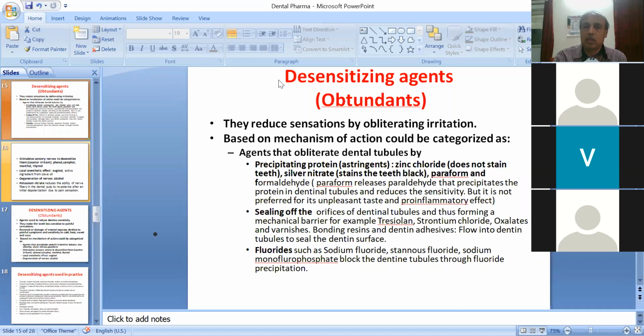They are also used. Fluoride is also performing the function of a desensitizing agent. Sodium fluoride, stannous fluoride, sodium monofluorophosphate, they block the dentine tubules through fluoride precipitation. They get precipitated, block the tubules, and therefore they are acting as desensitizing agents. So the first category, the agents that obliterate dentinal tubules. Here the subcategories are by precipitating the proteins and by sealing off the orifices.